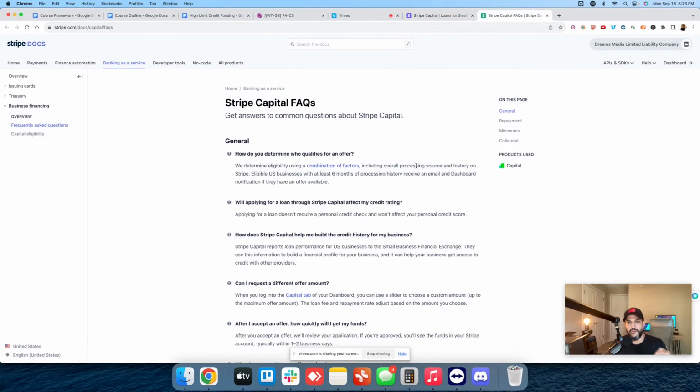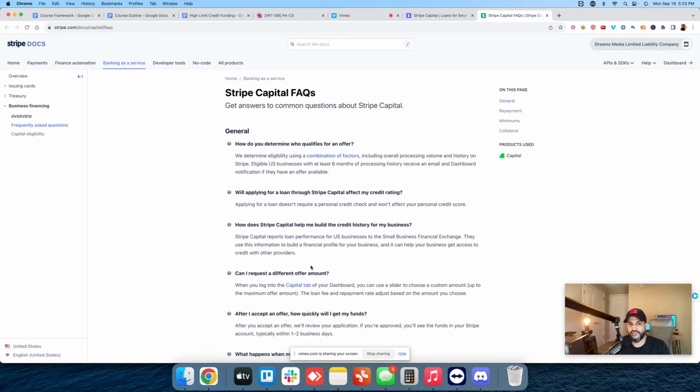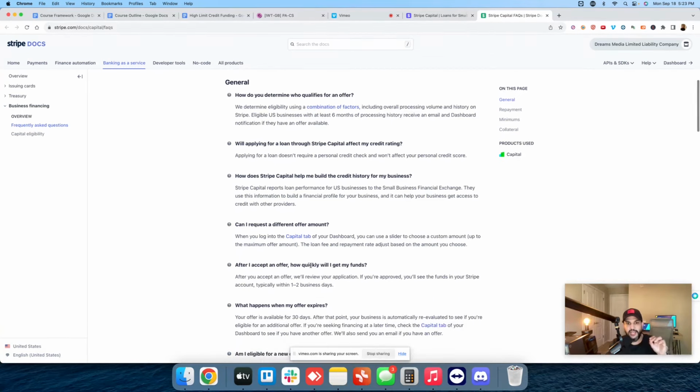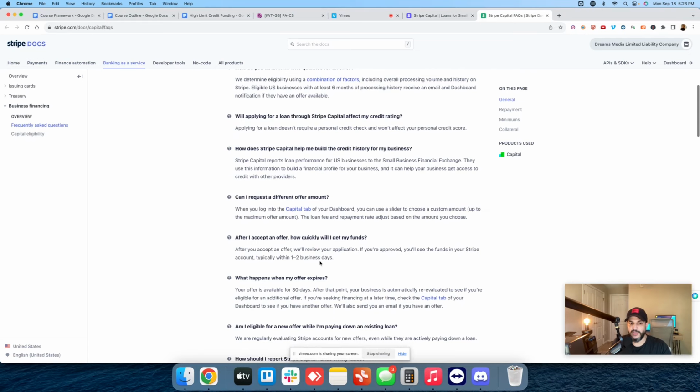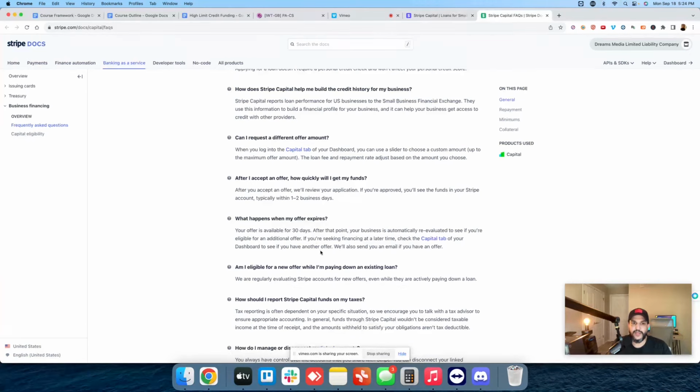So how it's determined: you have to have a business with at least 6 months of processing history before you get pre-approved for an offer. They have to see how much you're processing and see if you would qualify to get an offer. This doesn't require a personal credit report. This is based on cash flow, on how much you're processing using Stripe, how many transactions you're processing. Now, this is reported to the Small Business Financial Exchange, so it does help build business credit. Again, I'm going to talk about something at the end, at the bottom as well.